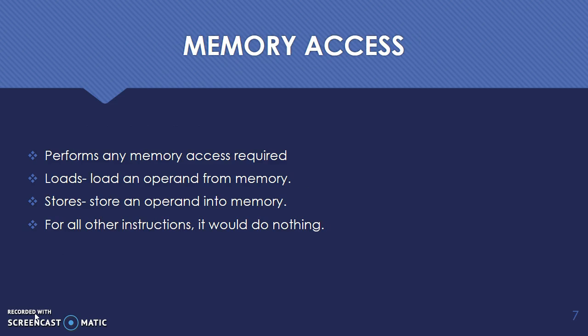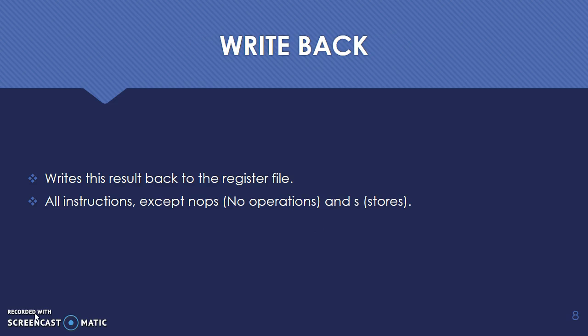In memory access stage, it performs any memory access required by the current instruction. So for loads, it would load an operand from memory. For store, it would store an operand into the memory. And for all other instructions, it would do nothing. For instructions that have a result, the write back stage writes this result back to the register file. This includes nearly all instructions except no-ops and stores.